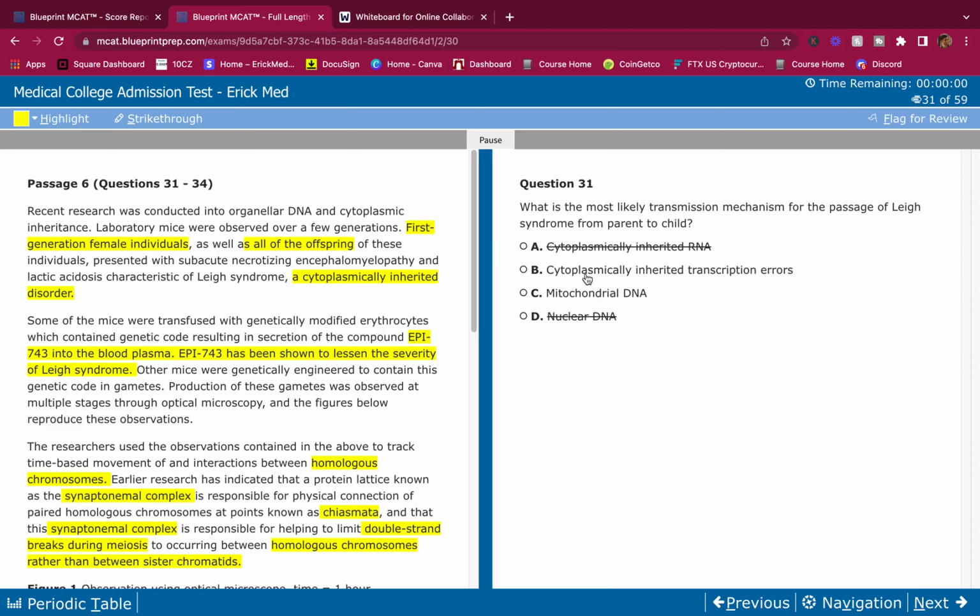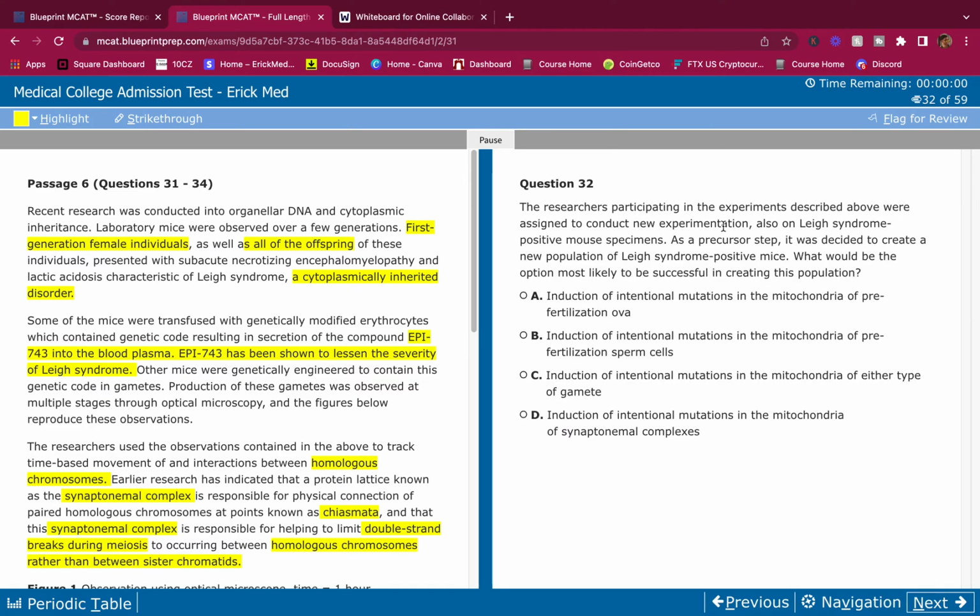Okay. It's definitely not inherited RNA. Not at all. Alright, B, cytoplasmically inherited transcription errors. Transcription does not happen in the cytoplasm. Transcription happens in the nucleus. Mitochondrial DNA. Through process of elimination, this is correct. Also, guys, mitochondrial DNA is passed from mom to offspring. Okay, you can kind of remember it with M. M, mitochondrial, M, mom, mother, maternal. Okay, so the answer for 31 is C.